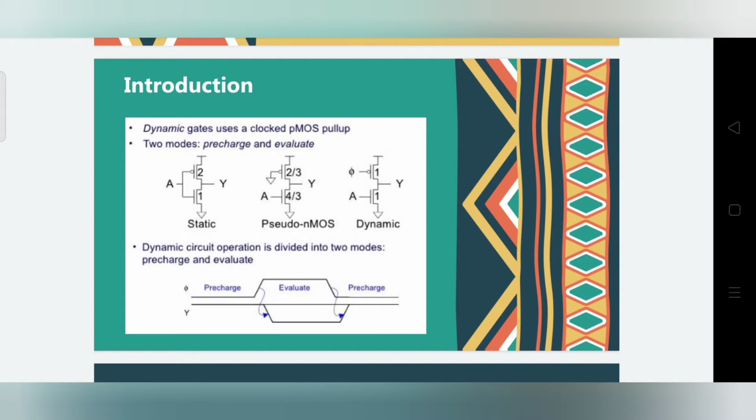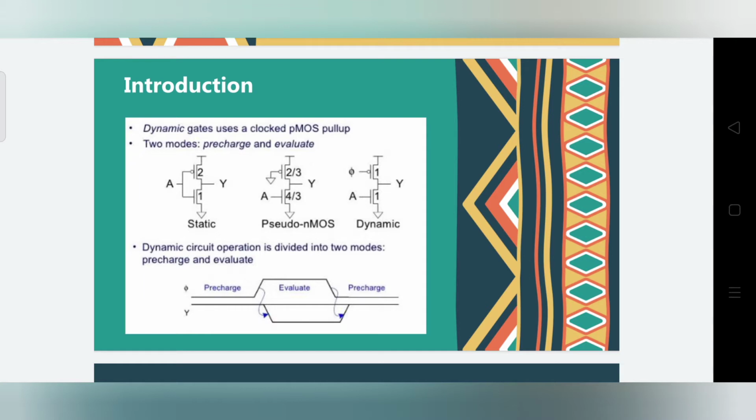During precharge, the clock phi is 0, so the clocked PMOS is on and initializes the output Y as high. During evaluation, the clock phi is 1 and the clocked PMOS turns off. The output may remain high or it may discharge low through the pull-down transistor. We all know that when the input given to the PMOS is 0, the PMOS will be on and gives the output as VDD.